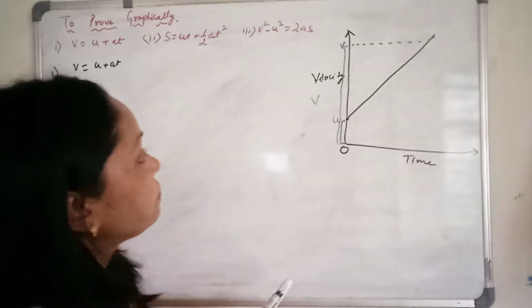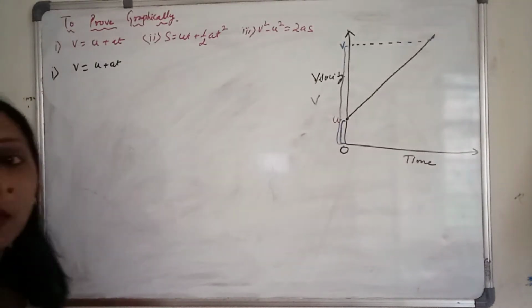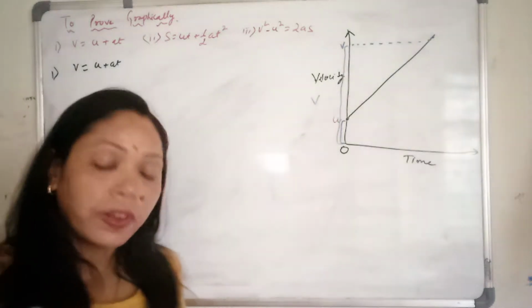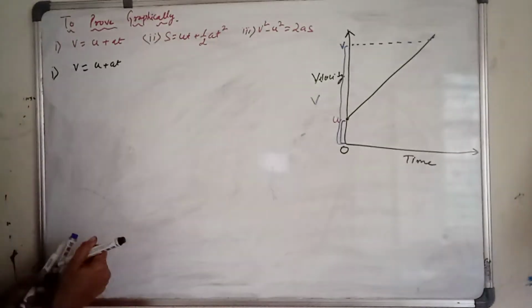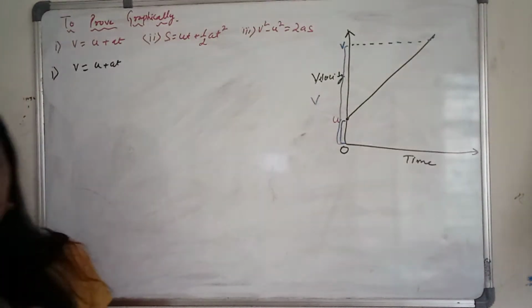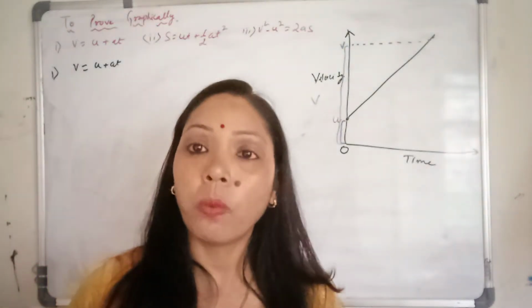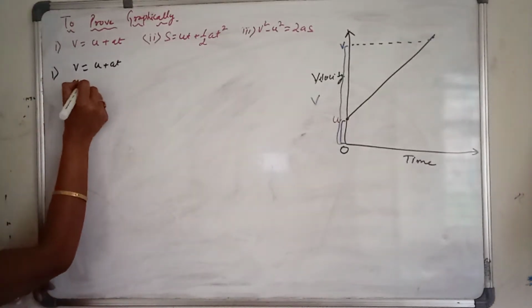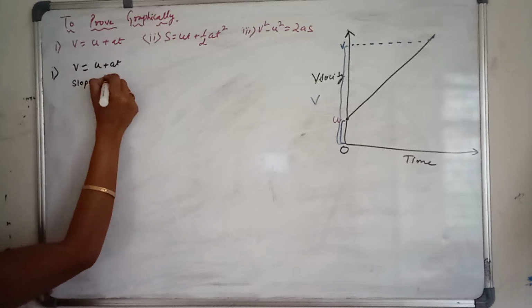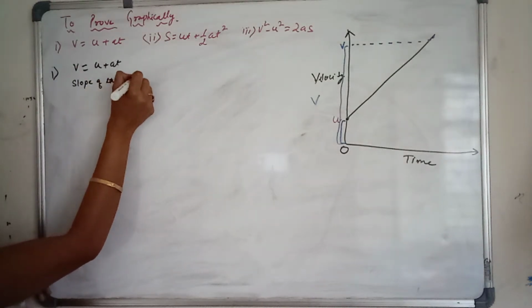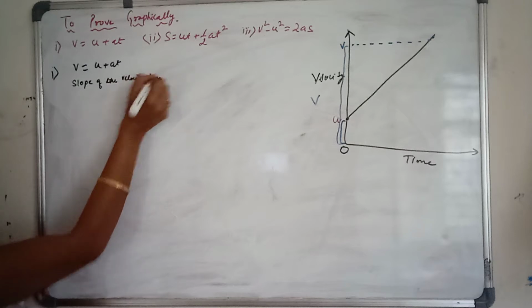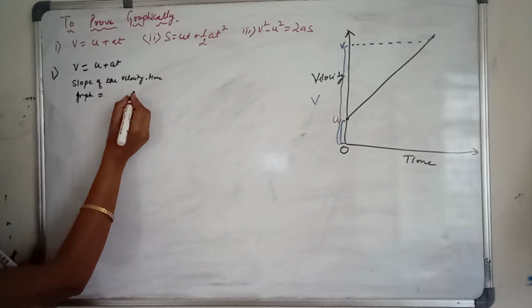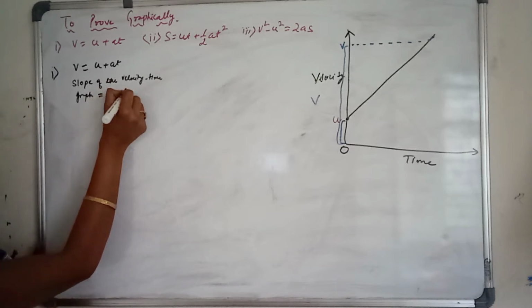Okay. So, first you have to find the velocity, v equal to u plus at. So, let's find out the slope first. So, what is the slope? Slope means your y-axis by x-axis, perpendicular by base. So you can write in this way: slope of the velocity time graph is equal to, what is the slope of the velocity time graph? Acceleration.